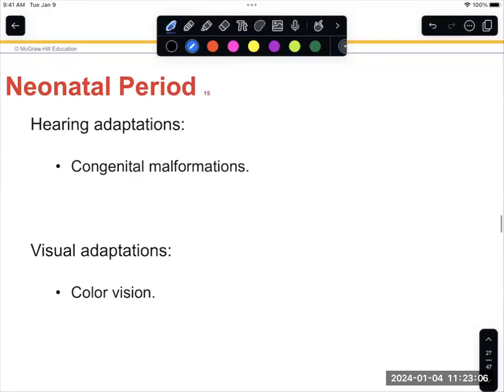Here's some kind of cool things, little facts. A fetus can hear noises at 24 weeks of gestation. So, fetal experience with sounds makes the neonate more responsive to speech after birth. Congenital malformations of the external auditory canal, middle ear, and inner ear can result in hearing loss. A newborn can see and focus on an object between 8 and 12 inches away. Full color vision usually develops by 3 to 4 months of age.